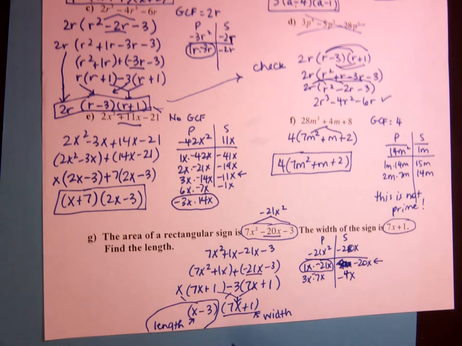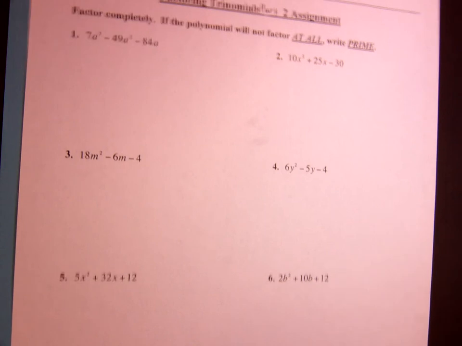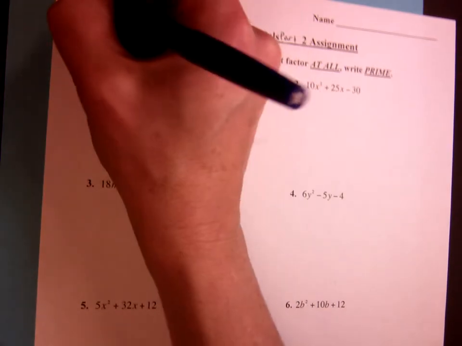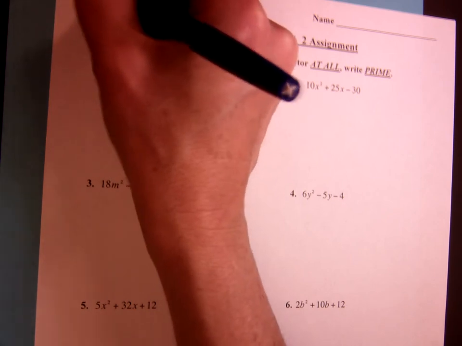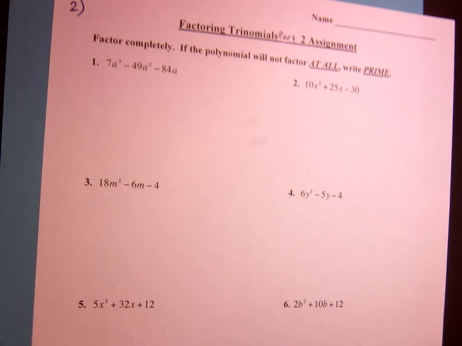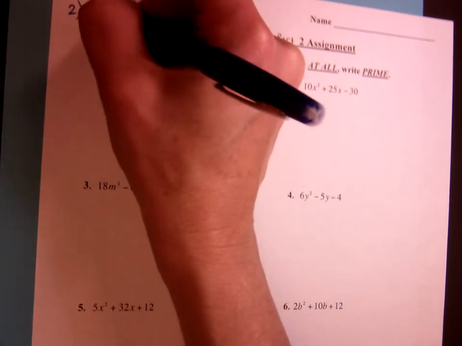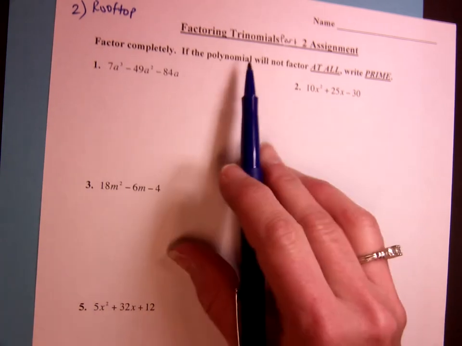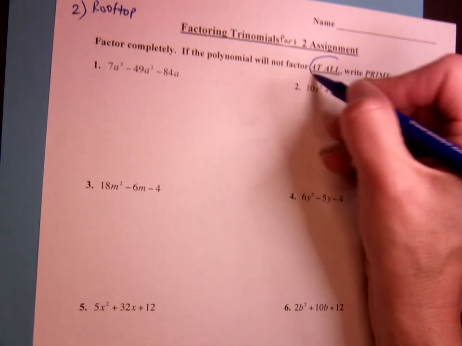Okay? Now for your assignment, you're going to do all of them. There are 8 problems, and it says factor completely, which means that you are going to first find out if there's a greatest common factor. And if there is or if there isn't, then you want to go ahead and try to do the rooftop on a trinomial, okay? If the polynomial will not factor at all, then you will write prime.